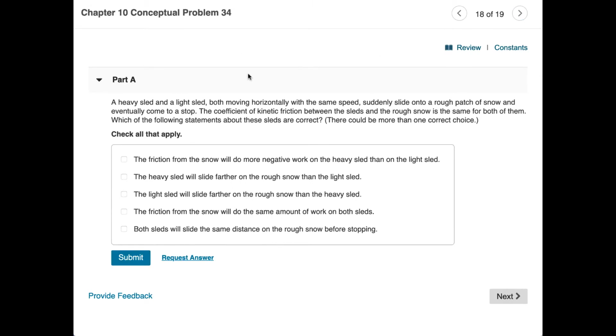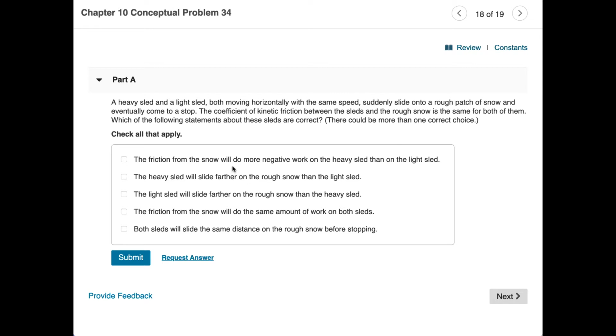A heavy sled and a light sled, both moving horizontally with the same speed, suddenly slide onto a rough patch of snow and eventually come to a stop. The coefficient of friction between the sleds and the snow is the same for both of them. Which of the following statements about the sleds are true? There could be more than one choice. Well, this is the same question I just encountered with the cars. I know that it's mass independent, but this is a multiple select, so there could be multiple positive answers. I'm going to be careful here.